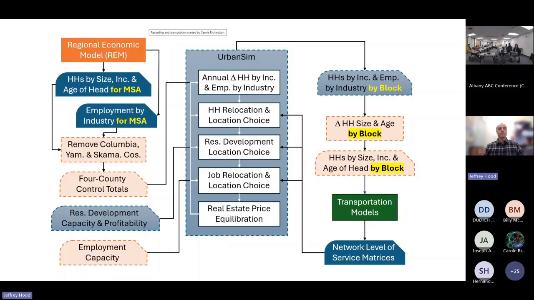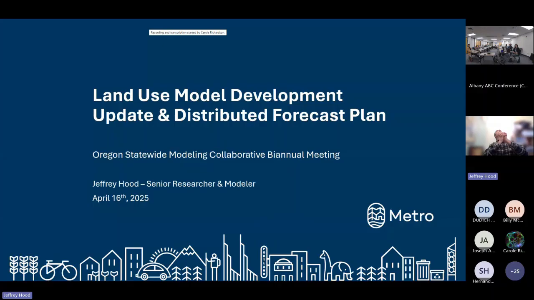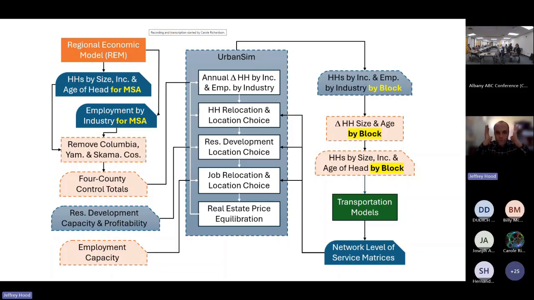So let me just step back for a second. Here we go. So the UrbanSim platform, focusing on the middle of the slide in the center column here, takes control totals for the annual change in households by income and employment by industry. And then it has some household models where the households choose to relocate or migrate into the region, and then they choose a location within the region. And so that's the household relocation and location choice models.